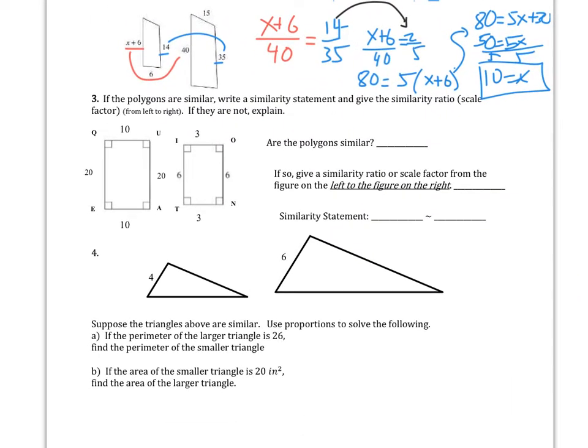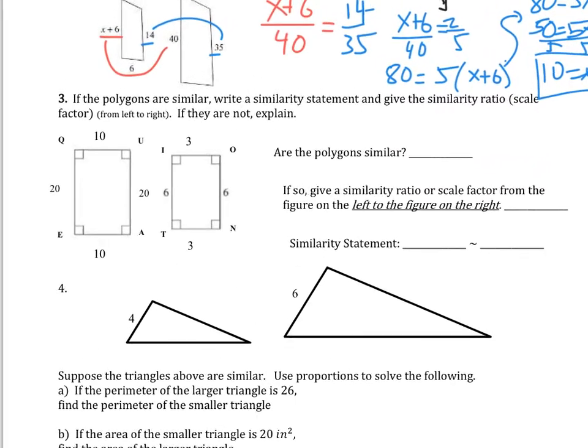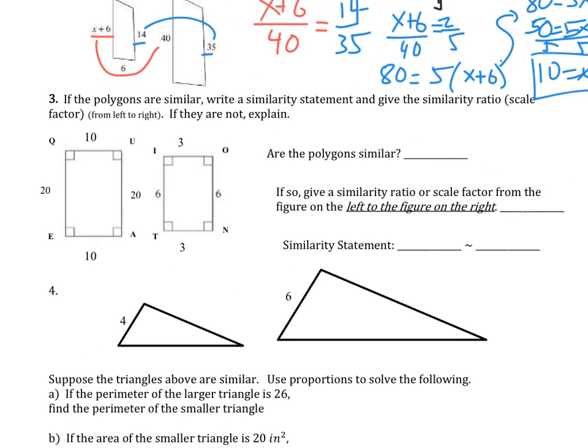Here's another one here where we want to find out if they are proportional or not. Are they similar? Okay, so the question is, are the rectangles similar? Well, all the angles are congruent. That's easy to see. They're all 90 degrees. So we just need to check the side ratios here. And so we have 3 is to 10 as 6 is to 20. Okay.